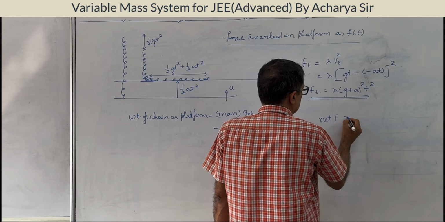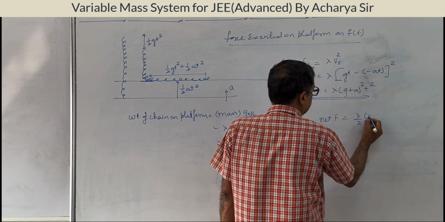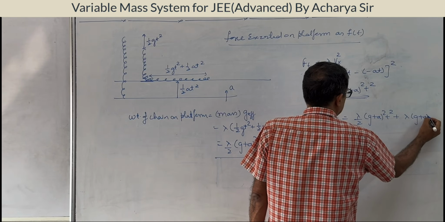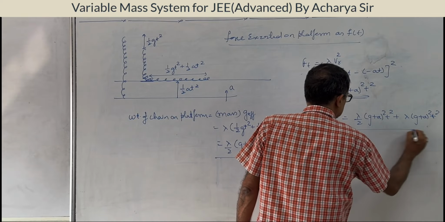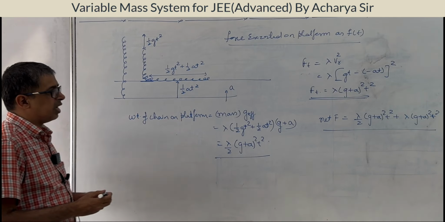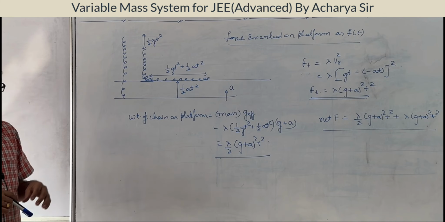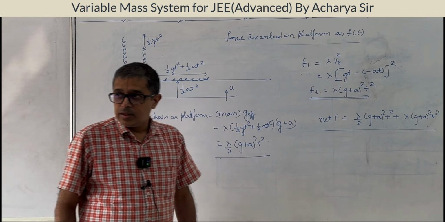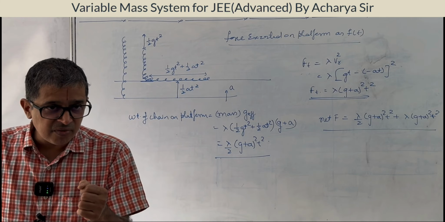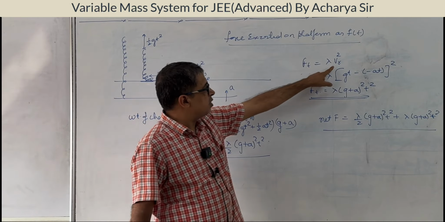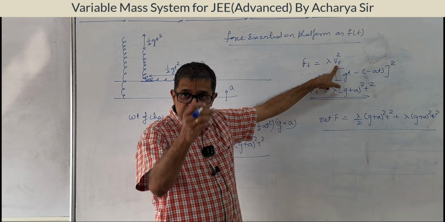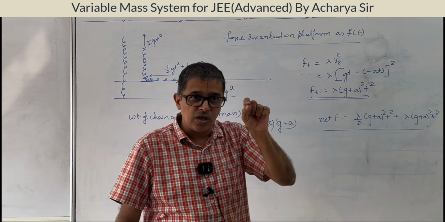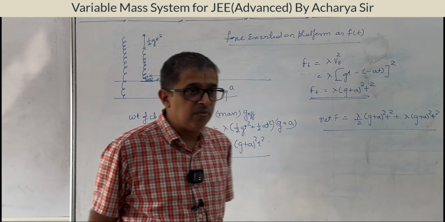The net force will be lambda by 2 (g plus a) whole square t square plus lambda (g plus a) whole square t square. This will be the net force acting on this particular platform. Here we calculated this as a function of time. The key takeaway from this problem: relative velocity is the key catch. If the platform is at rest, the velocity will be the velocity of the chain. If the platform is not at rest, the velocity will become the relative velocity.